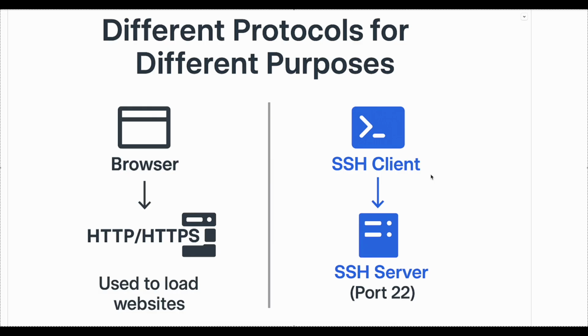On the right side, you can see the flow. An SSH client, which could be your local machine or terminal, connects to an SSH server that's running on the remote system. This connection happens over port 22, which is the default port SSH uses. So, in simple terms, while HTTP or HTTPS is for web communication, SSH is for secure system administration and remote access.